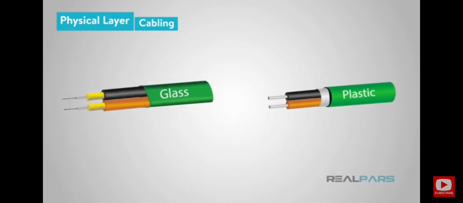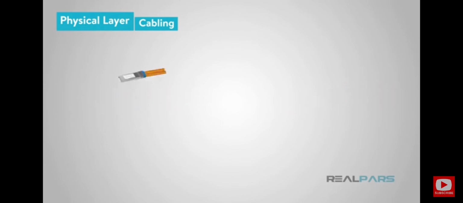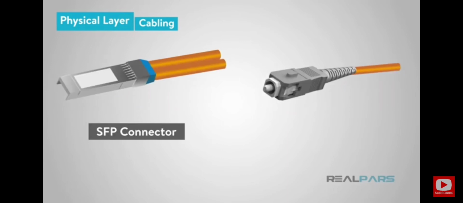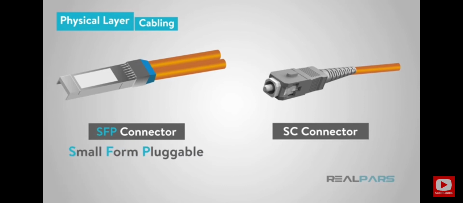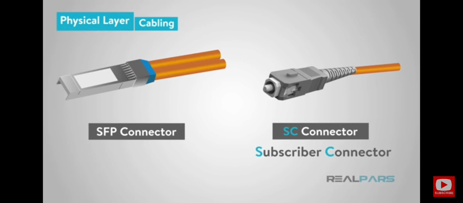Fiber optic cable uses glass or plastic optical fiber as a conduit for light pulses to transmit data. It has allowed Ethernet to travel farther distances at higher speeds. Fiber optic cables use several different types of connectors that vary depending on your application needs. Some of the different types are SFP, small form pluggable or small factor pluggable, and SC, subscriber connector, also known as square connector or standard connector.